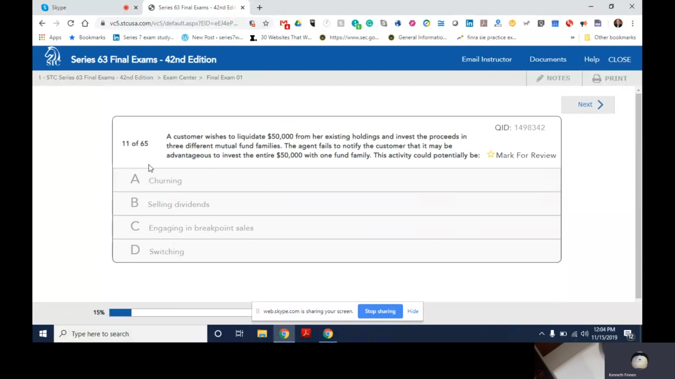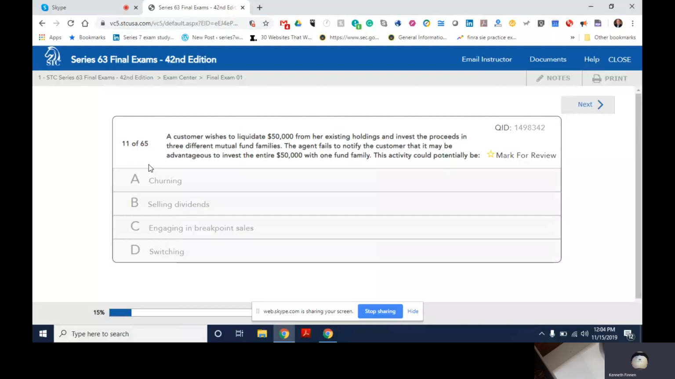The customer wishes to liquidate 50 grand from her existing holdings and invest the proceeds in 3 different mutual fund families. Okay, that's a little tough. The agent fails to notify the customer that it may be advantageous to invest the entire $50,000 with one fund family. This activity could potentially be, okay, A, churning, that's excessive trading, that doesn't work. Selling a dividend, that's if you try to get someone to buy stock before the ex-date for this misleading dividend. Switching is putting people in and out of mutual funds to create the sales charges.